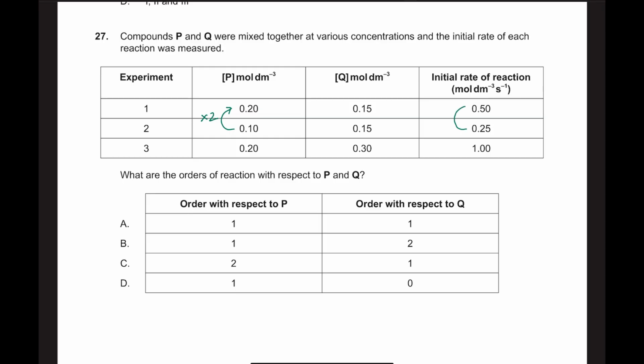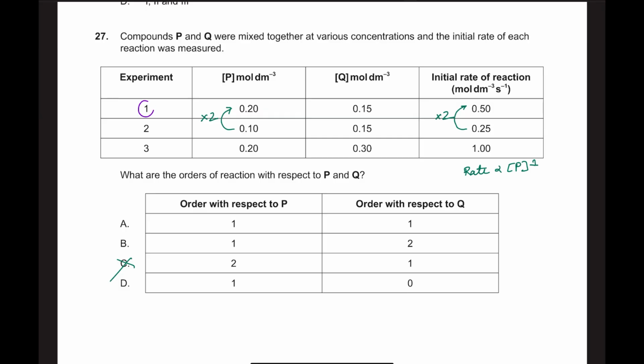And then if you look at the rate, what happens? 0.25 becomes 0.5, so this also got multiplied by 2. So rate is directly proportional to P to the power 1. So order with respect to P is 1. Eliminate option C. Now order with respect to Q.